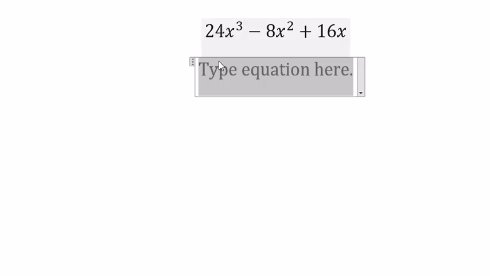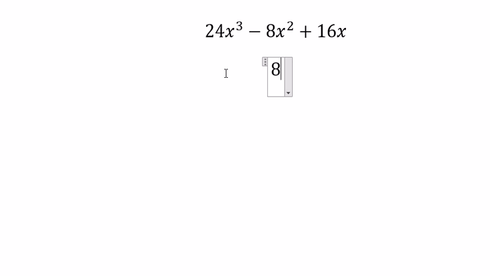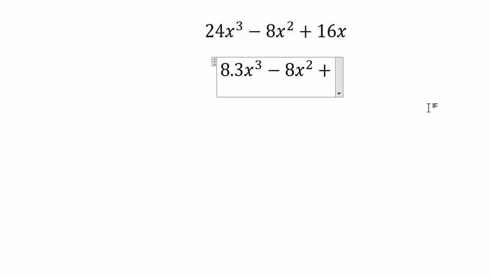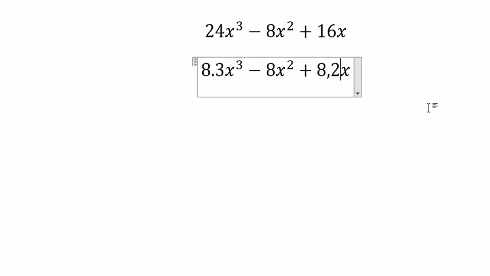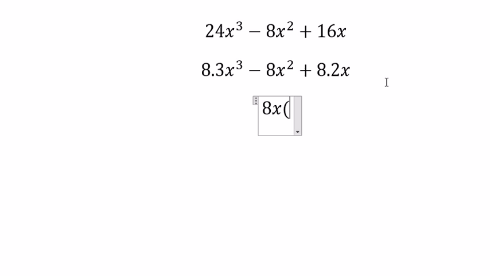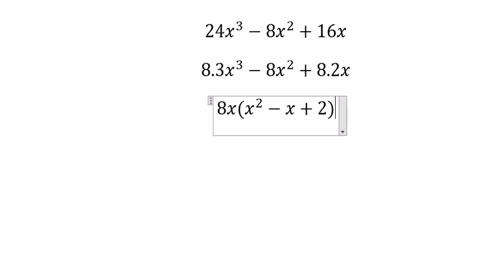About 24, that should be about 8 multiplied with 3x to the power of 3. This one we keep the same. This one, that should be about 8 multiplied with 2x. Now we can do factorization with 8s. So you got about s to the power of 2 minus s plus 2. We have number 3 in here.